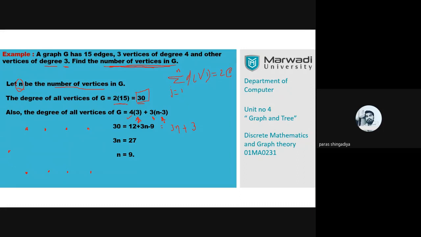Clear? When we draw the graph, the condition should be fulfilled. You have to use 9 vertices and 15 edges. And in these 15 edges, you have to map 3 vertices of degree 4 and 6 vertices of degree 3. 3 vertices should have degree 4 and the remaining 6 vertices should have degree 3. In this way you have to make a design. 15 edges should be involved in it.